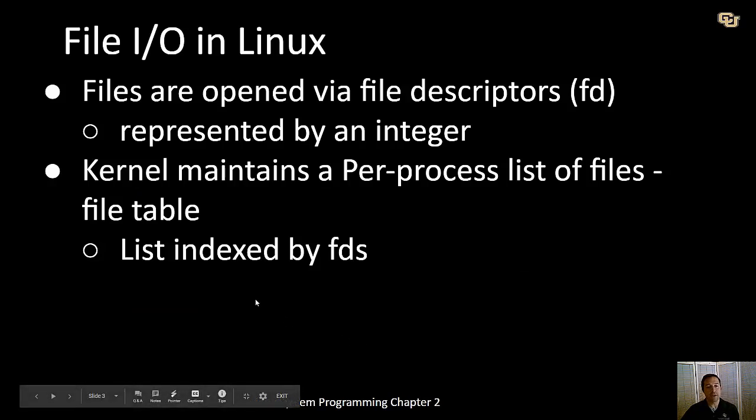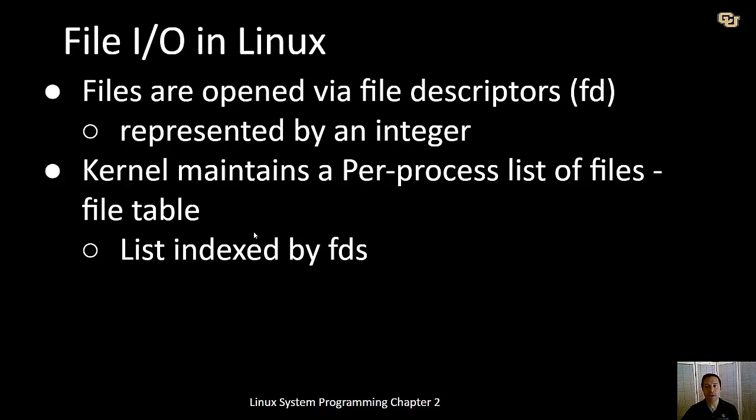So files, in terms of how you're interacting with the kernel, are going to be opened via what's called file descriptors, and you often see this abbreviated as FDs. And an FD is really just represented by an integer. So both the kernel and user space are ultimately referring to files based on an integer value that's tracked in the kernel. So the kernel is going to maintain a per process list of files in a file table. So every process is going to have its own custom list of files based on which files it's opened. And that list of files is going to be indexed by the file descriptor, which again is just an integer.